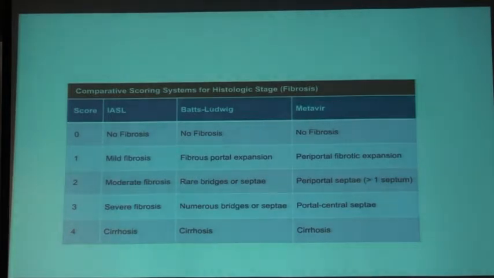Here are the scoring systems, how we can stage the fibrosis. We have 5 scores starting from 0 to 4 by the European Society of Liver Association. We have from 0 to 4, no fibrosis to severe fibrosis and cirrhosis, and the most applicable kind of scoring is the Metavir scoring, starting from no fibrosis to portal central septi and established cirrhosis.